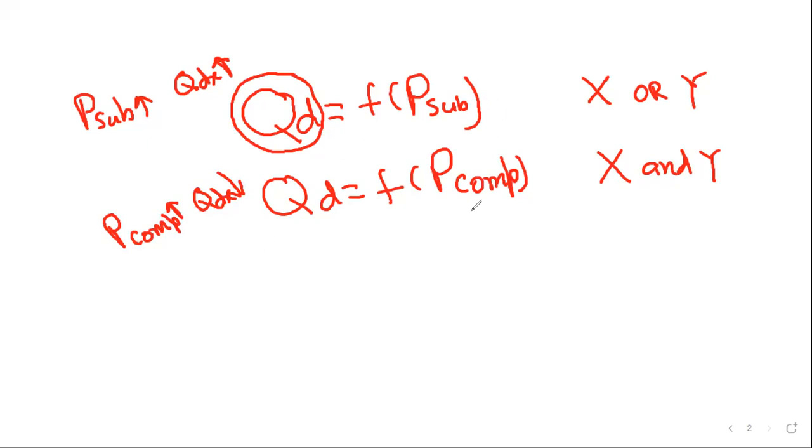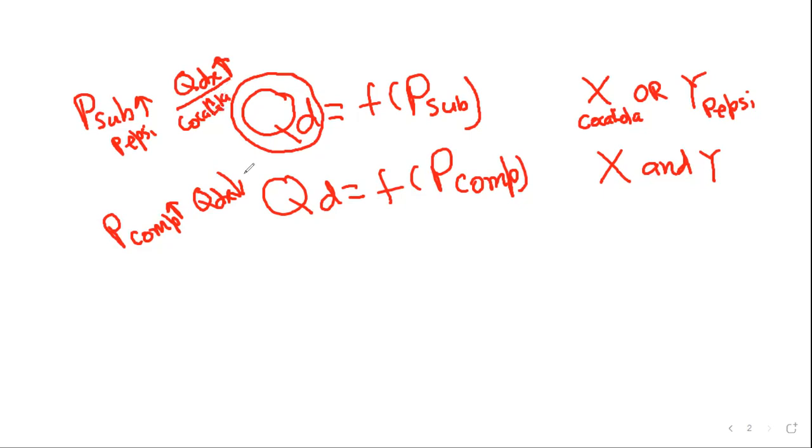Okay. X and Y are substitutes of each other. Let's say X is Coca-Cola, and this is Pepsi. If the price of Pepsi increases, and the price of Coke remains unchanged, won't the demand for Coca-Cola increase? Yes, it will increase, sir.